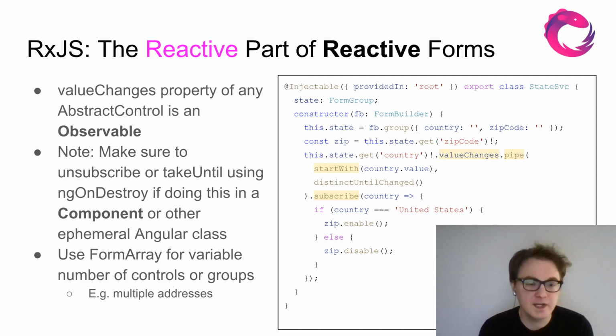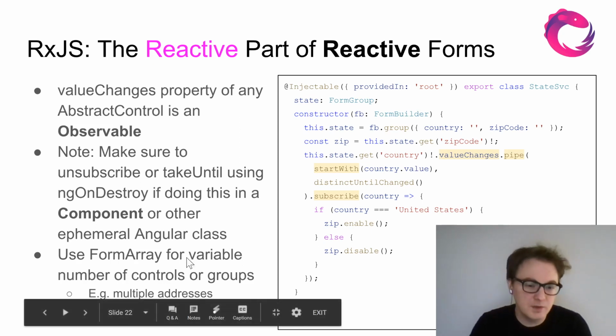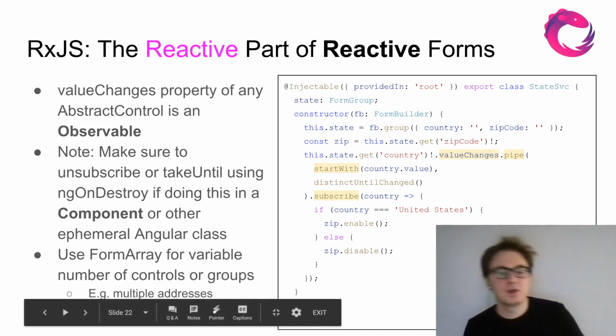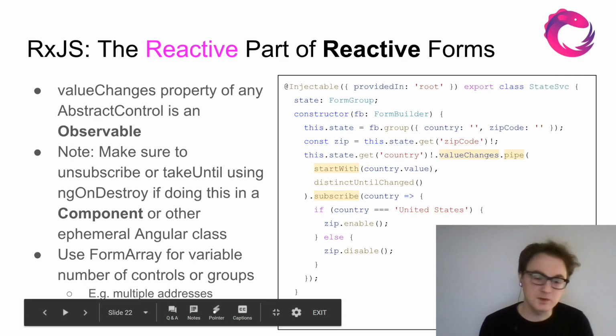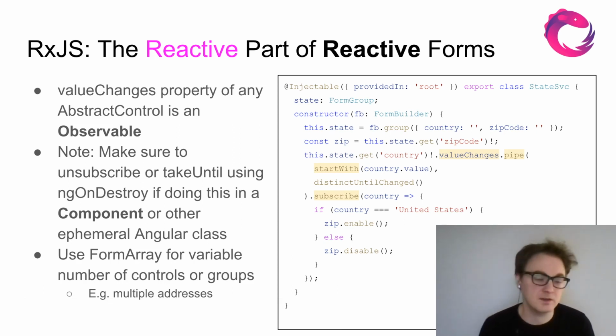You can also use take until and then have a subject that emits in ng on destroy. That's a nice way to clean up observables without using unsubscribe. And also as a note, you can use form arrays to do multiple controls if you don't want to give them key names. You can just have multiple form groups or form controls that are just referred to by an index.